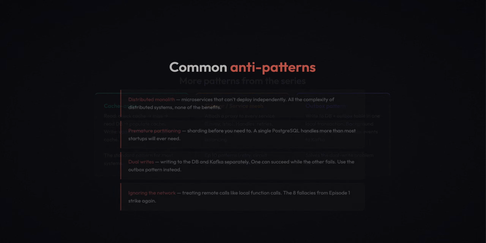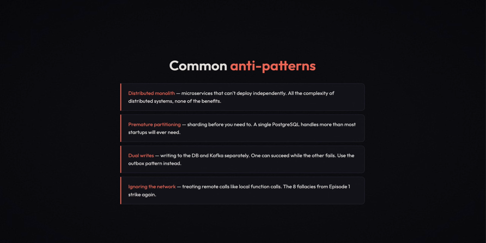Distributed monolith. You've decomposed into microservices, but they all deploy together, share a database, and can't function independently. You have all the complexity of distributed systems with none of the benefits. Premature partitioning, sharding your database before you need to. A single PostgreSQL instance on modern hardware handles far more than most startups will ever need. Don't shard until you must.